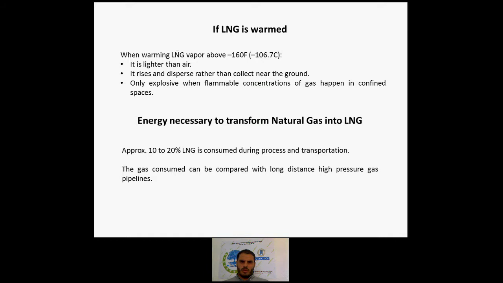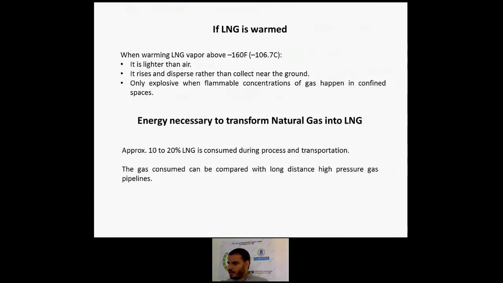The next question could be, how much energy does it take to make LNG from natural gas? Well, the question is answered with the following. It typically takes about 10 to 20% of the gas delivered into an LNG supply chain. It's consumed in the process and transportation facilities. This is comparable with long-distance, high-pressure gas pipelines.